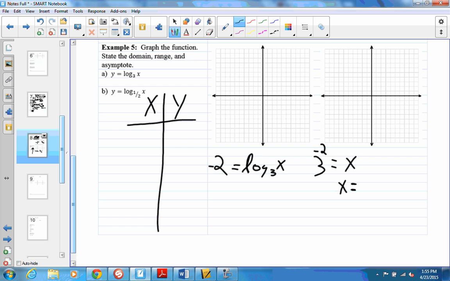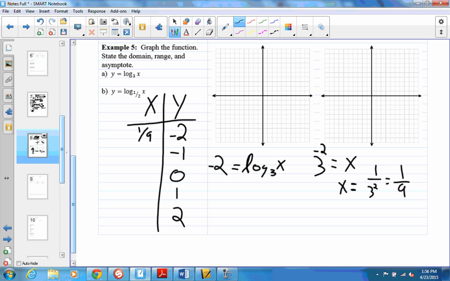So x equals 1/9, right? Because this is 1 over 3 squared, which is 1 over 9. So for graphing logarithmic functions, you're not going to plug in x's, you're going to plug in y's. So -2, -1, 0, 1, and 2. So I already know if I plug in -2, I've got a 1/9. Okay? If I plug in -1, what am I going to get?